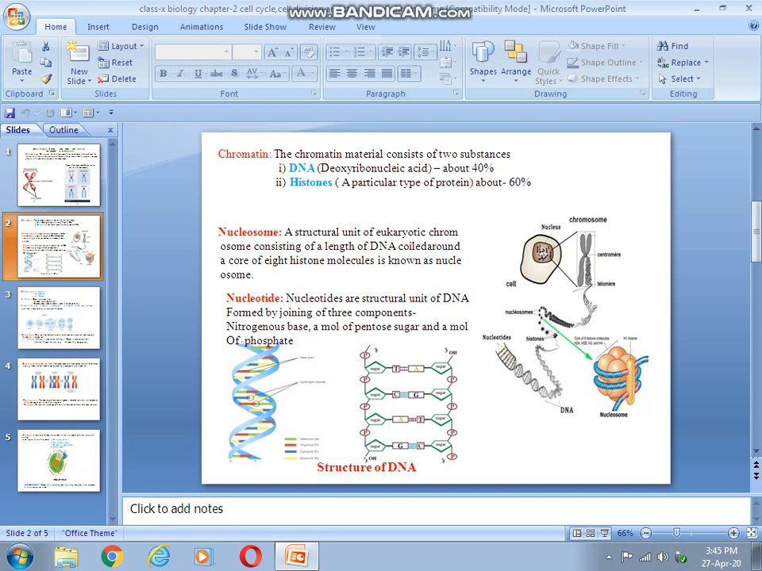Then we have to learn about the structure of DNA. See, the diagram of DNA is given here. Two blue colored ribbon like structures are found here. Actually DNA is a macromolecule. DNA is a polymer, and the detailed structure of DNA was given by Watson and Crick in the year 1953.